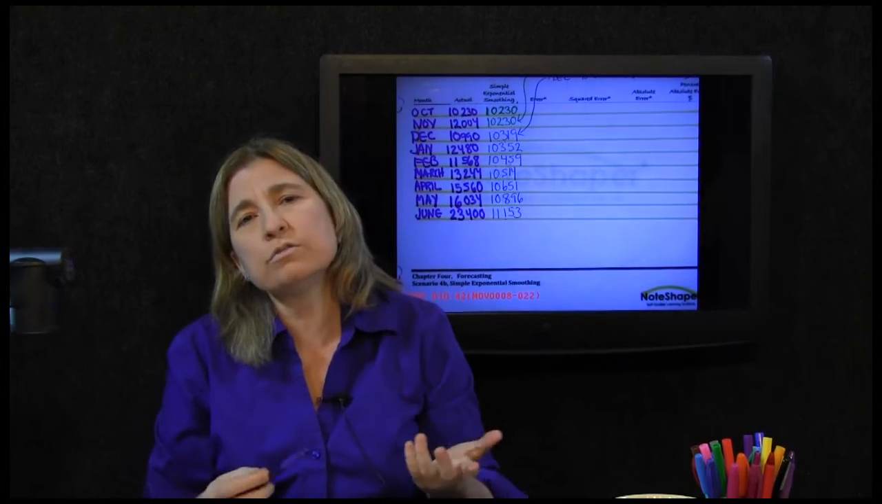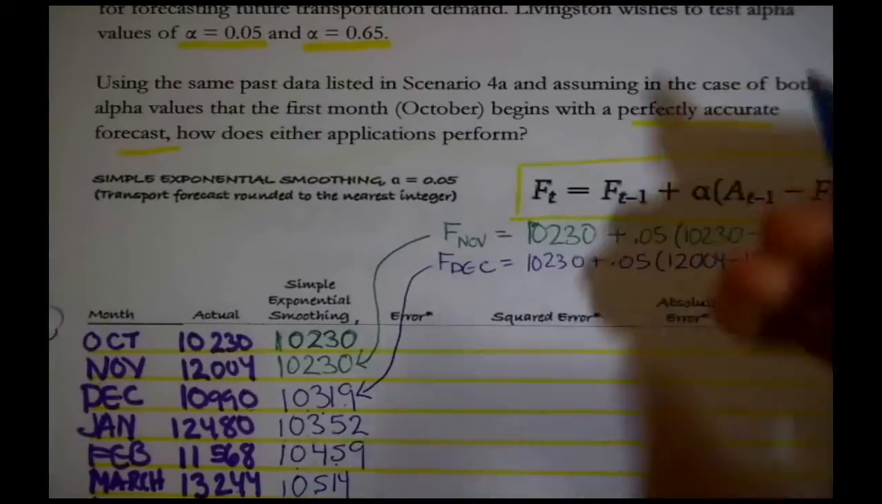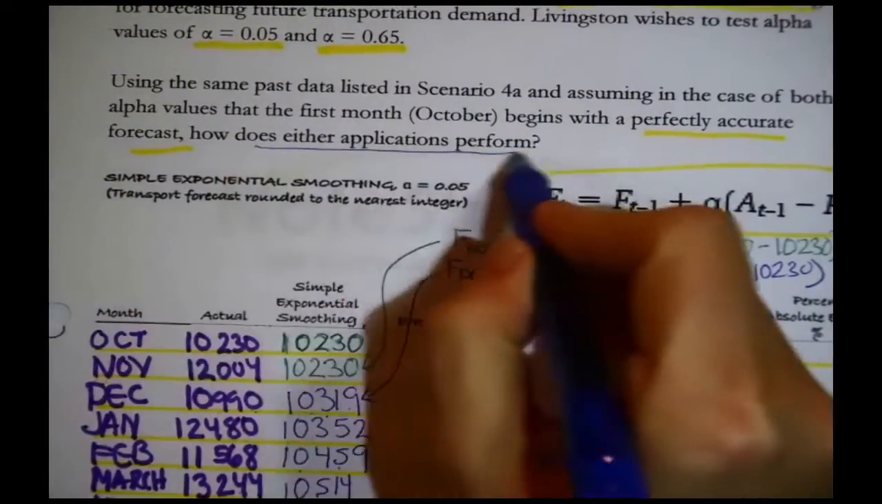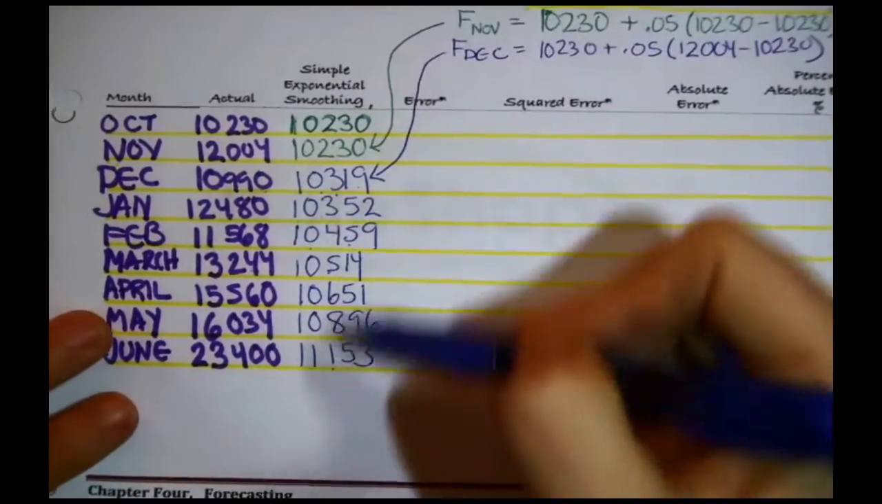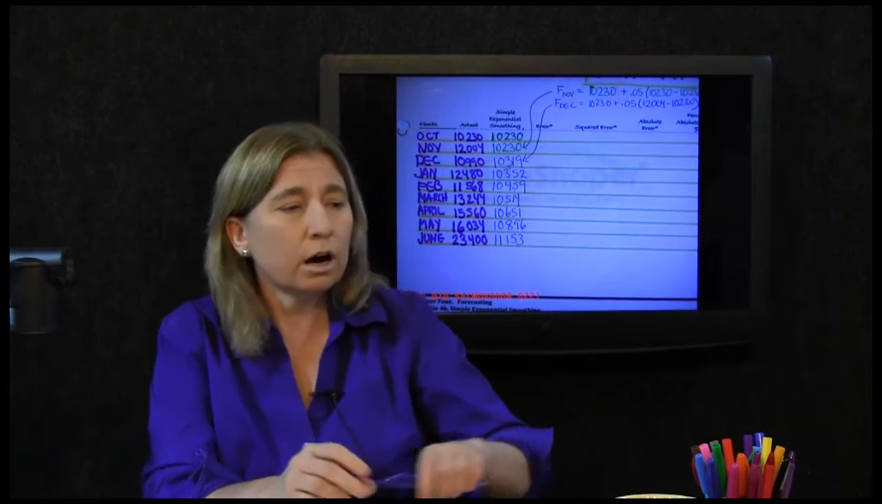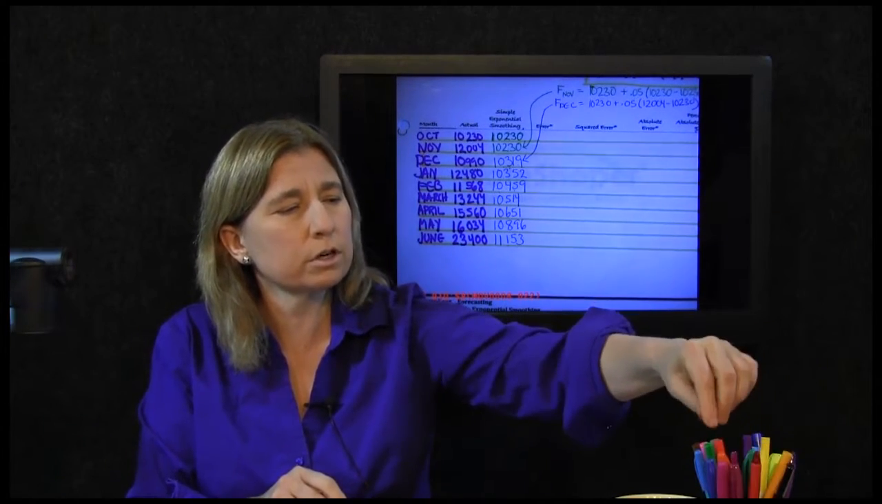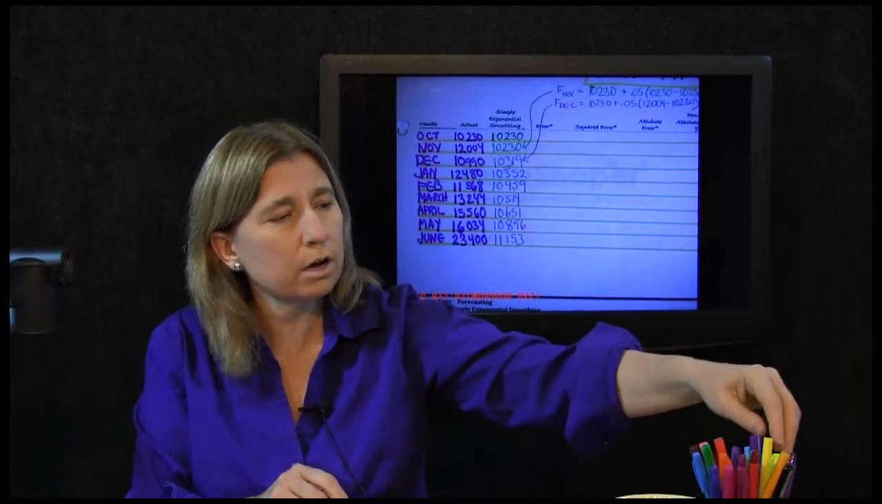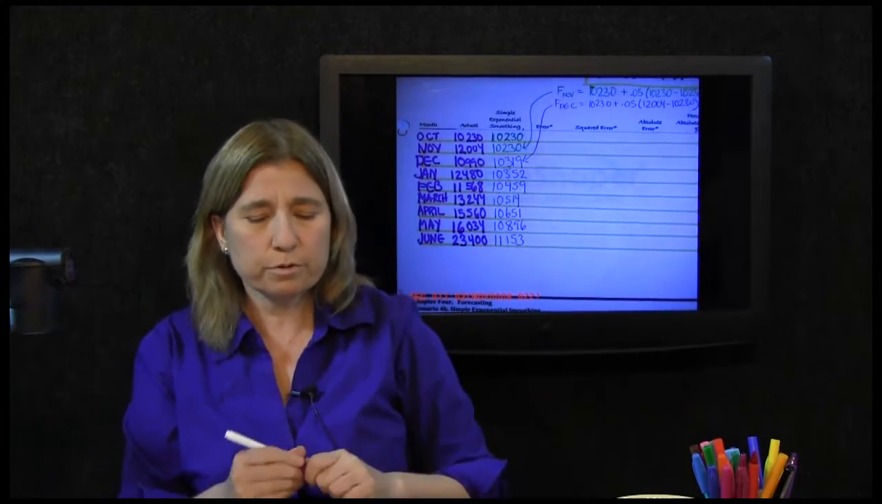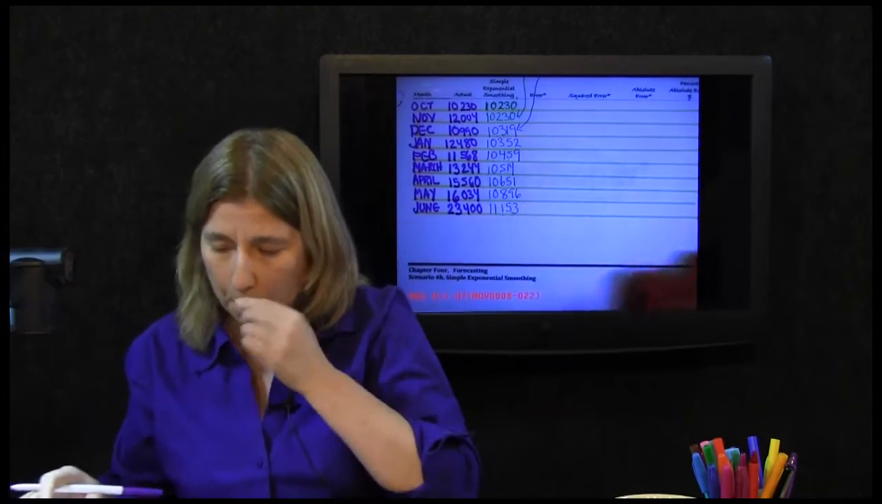And in order to do that, it asked us, what was the question here? How does either of the applications perform? How is this right here performing? We need to calculate some performance measures. Now, the simplest of those performance measures, let me choose a contrasting ink color here, is simply to look at the errors.